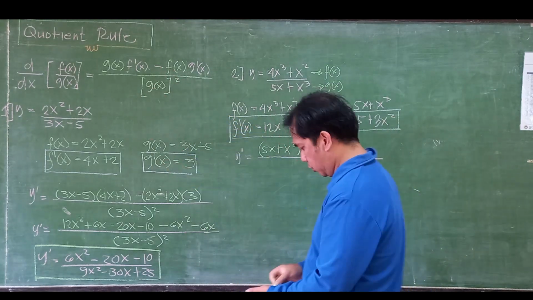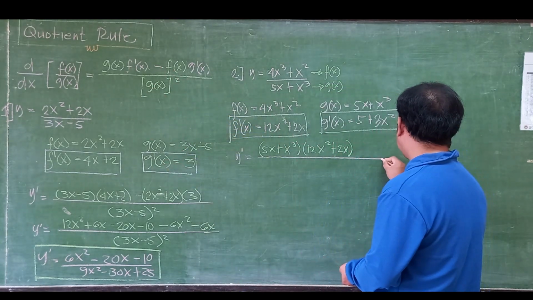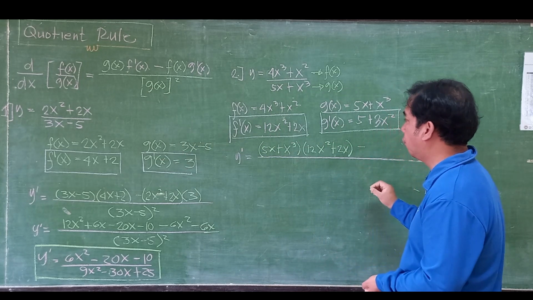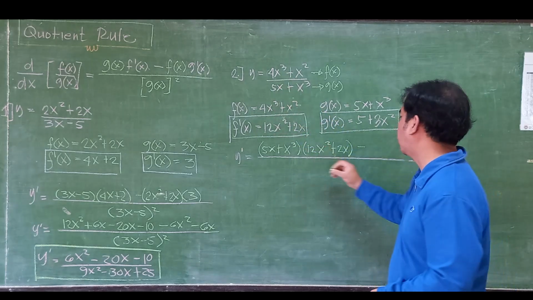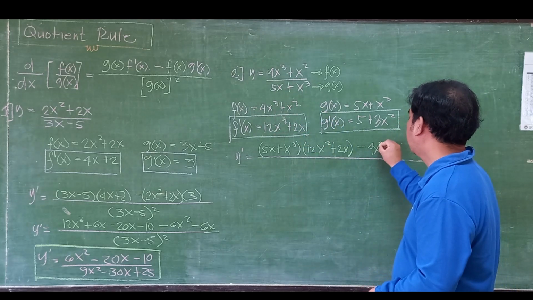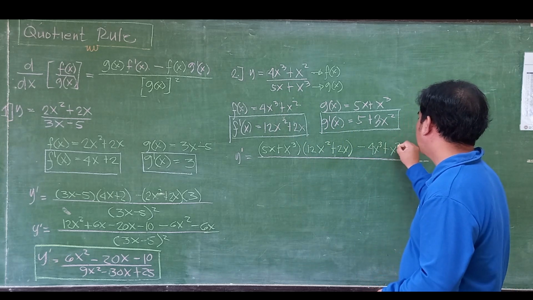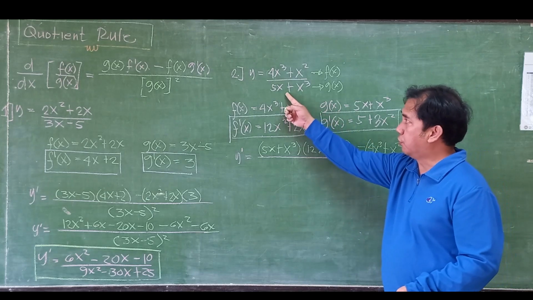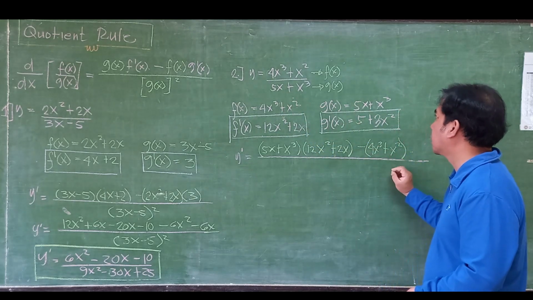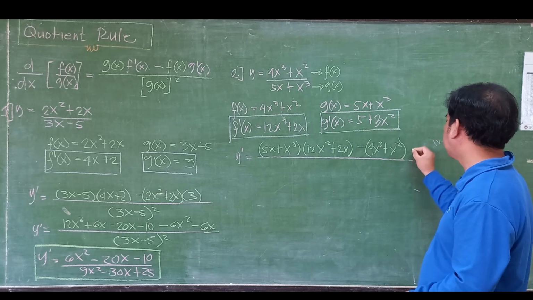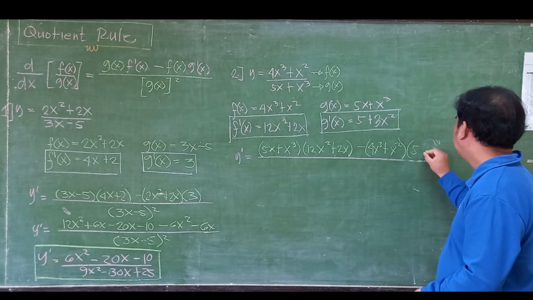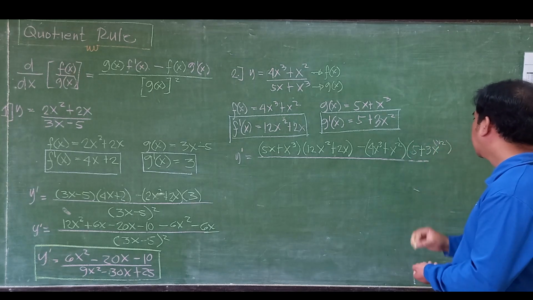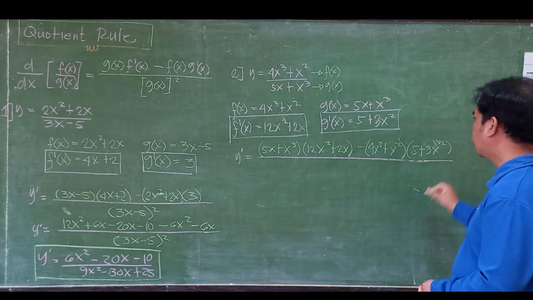Minus, so we say minus, what is your f of x? Our f of x is the numerator, 4x raised to 3 plus x raised to 2, multiplied by the derivative of our denominator, which is g of x. So what is the derivative? That is the same as 5 plus 3x raised to 2. So that is our numerator.